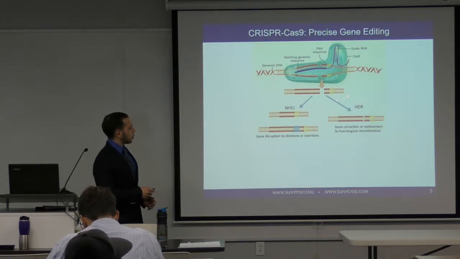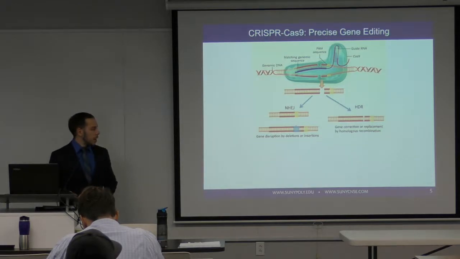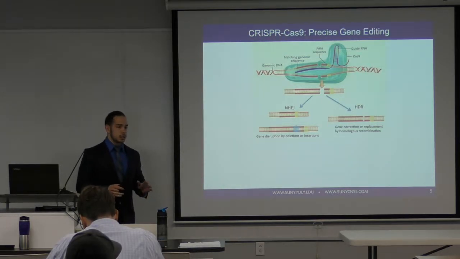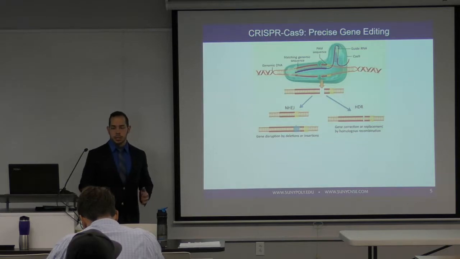And that will then bind to your genetic sequence that you like, and it will produce an incision, a double-strand break in the gene. Now this is important because the cell now has to repair the DNA, and it has 2 options in which it can do that.